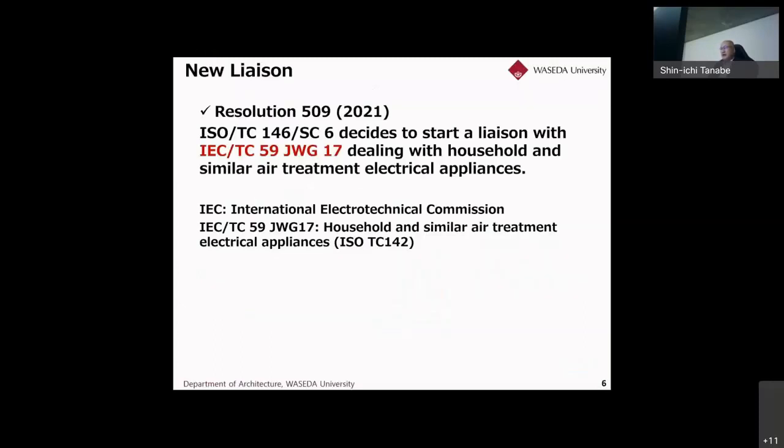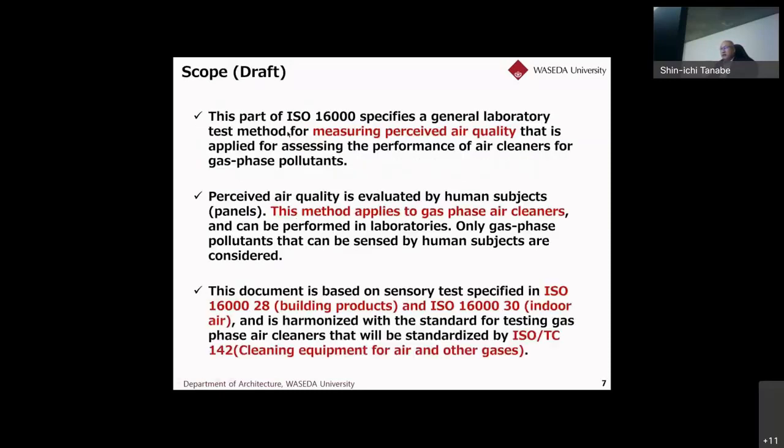But this time we have a new liaison with IEC TC59 Joint Working Group 17. IEC means International Electrotechnical Commission, and the joint working group is working with ISO TC142 on household and similar air treatment electric appliances. So we have a liaison with the air cleaning device committee. At the moment we are working on the draft of the standard, and we are waiting for the voting result for the DIS of this standard.